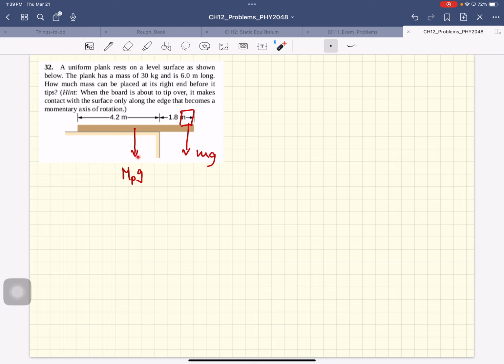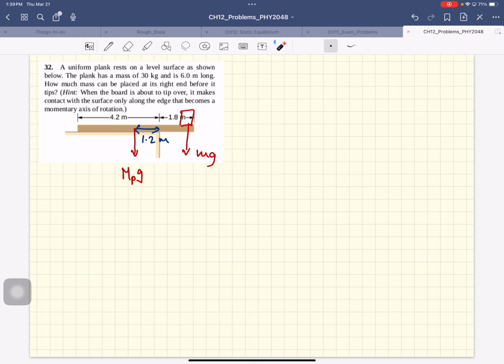This is the center of gravity. That's at 3 meters, so that distance is 1.2 meters. Okay. All right, so now we have the moment arms for each of these.